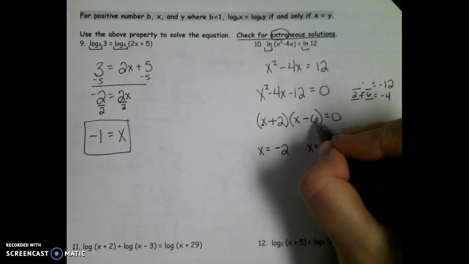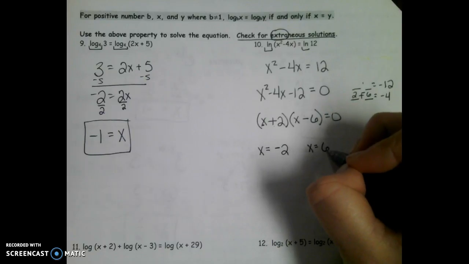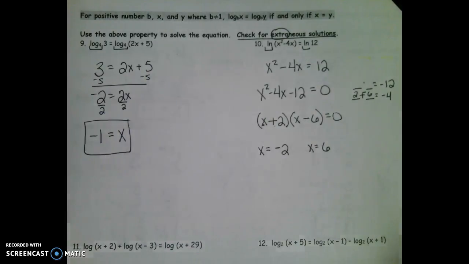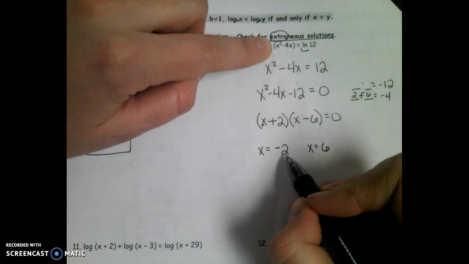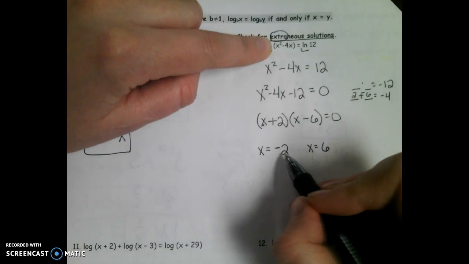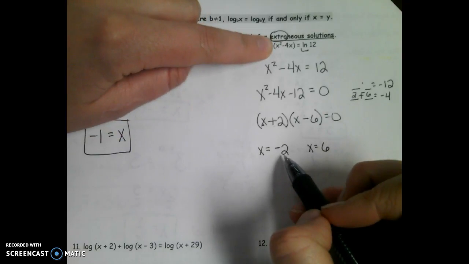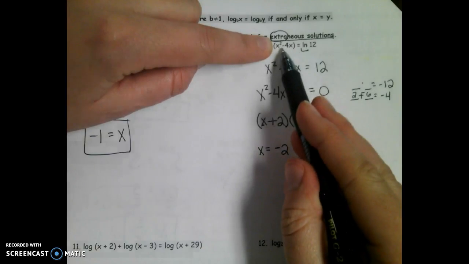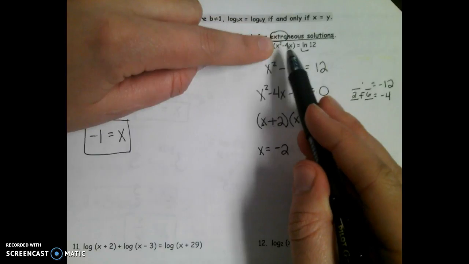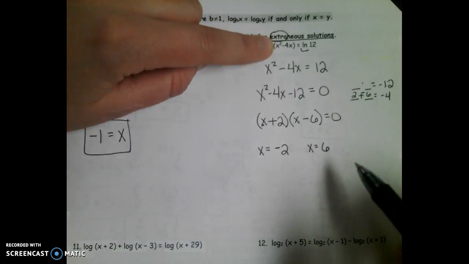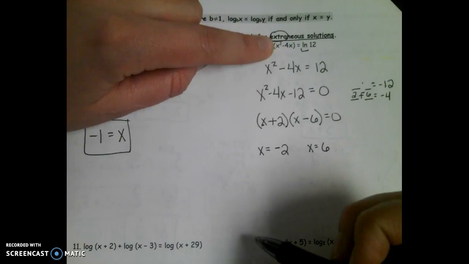What number minus 6 would give you 0? Positive 6. So basically it's the opposite of the numbers in the parentheses. So these are our two potential solutions. We have to check for extraneous solutions. So we need to try negative 2 squared minus 4x, and you can probably do this in your head. Negative 2 squared is positive 4, minus 4 times negative 2. 4 times negative 2 is negative 8. So 4 minus a negative 8 would be positive 12.